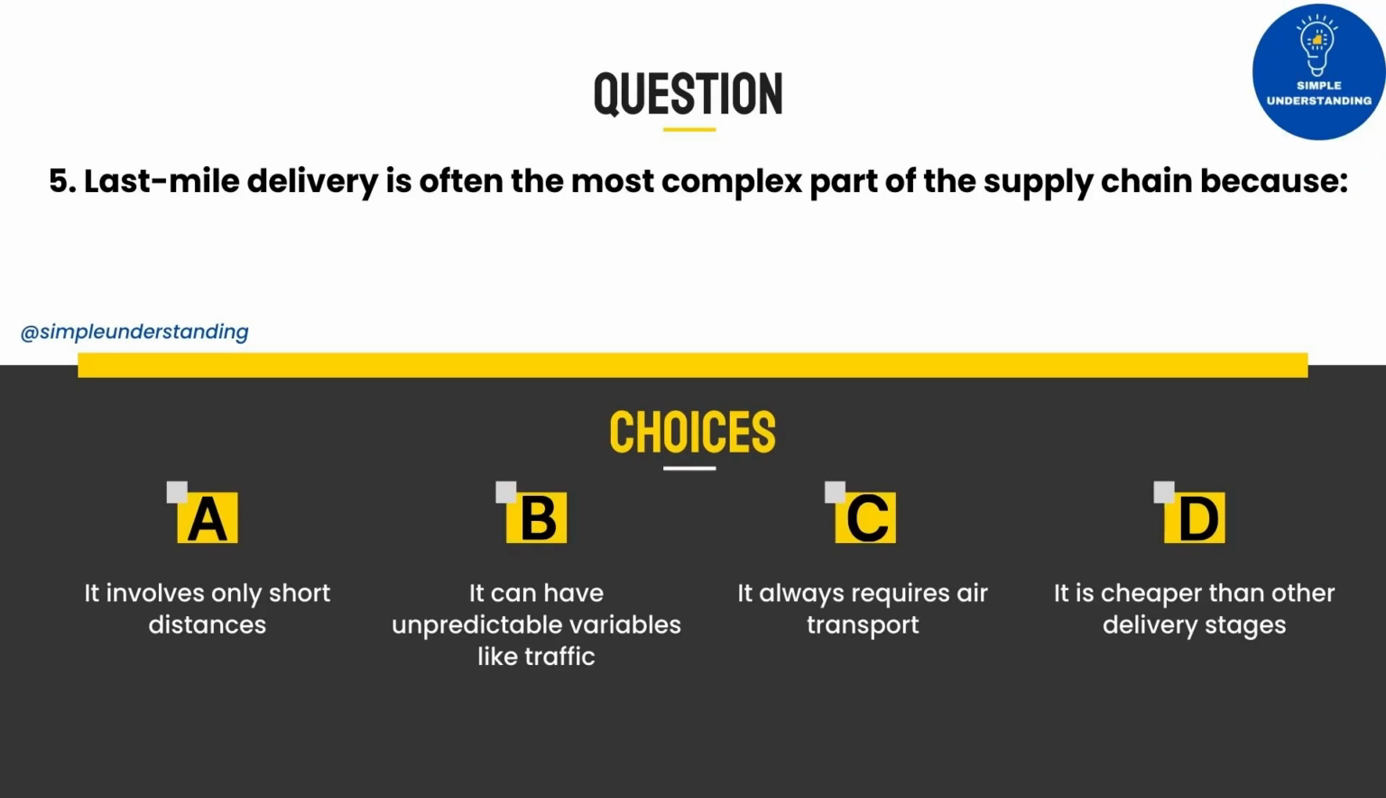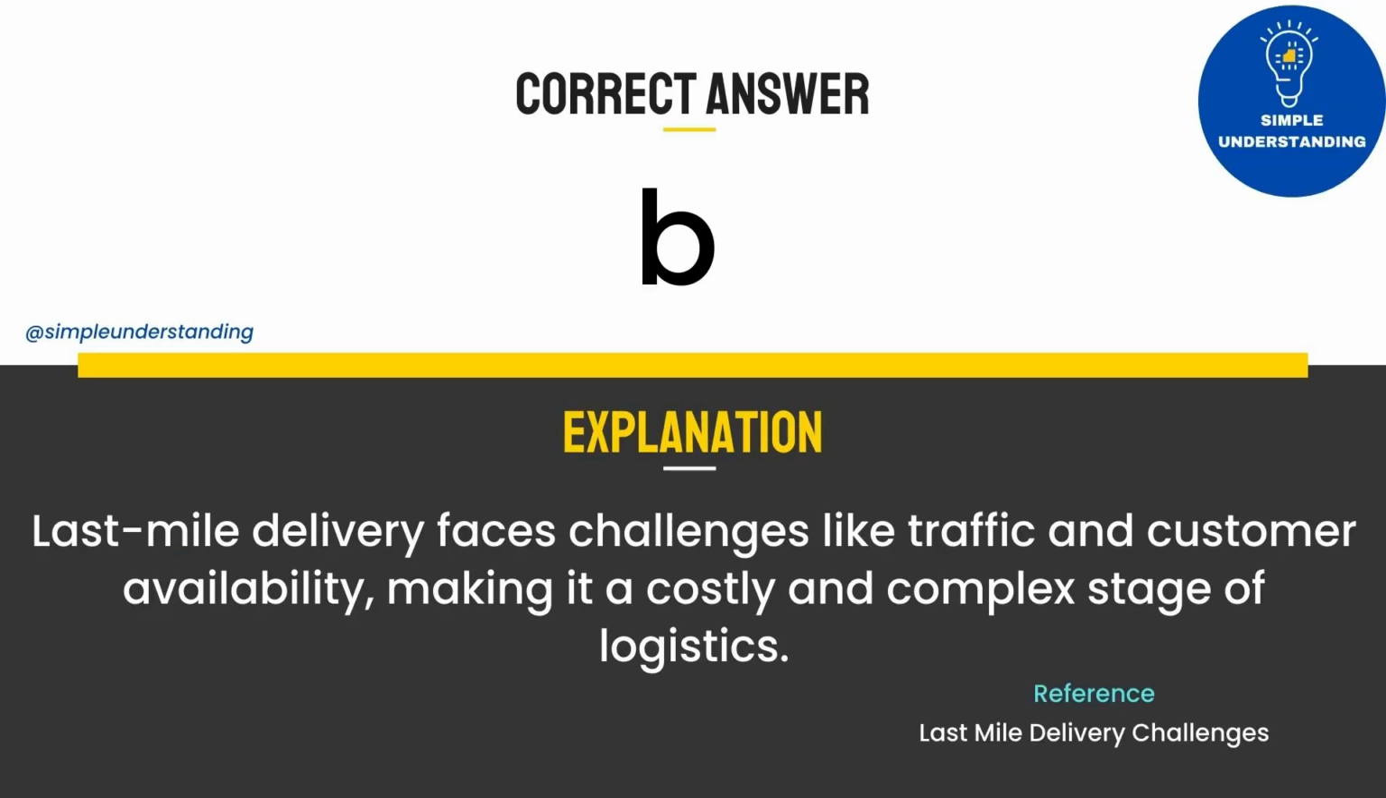5. Last-mile delivery is often the most complex part of the supply chain because: A. It involves only short distances. B. It can have unpredictable variables like traffic. C. It always requires air transport. D. It is cheaper than other delivery stages. Correct answer, B. Overall explanation. Last-mile delivery faces challenges like traffic and customer availability, making it a costly and complex stage of logistics.